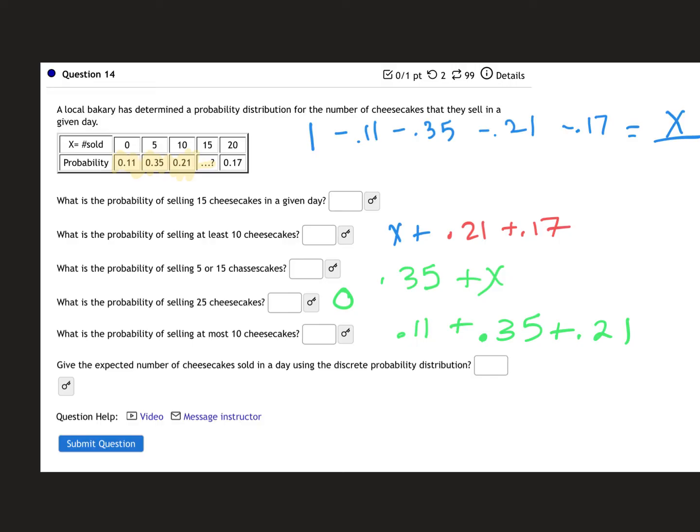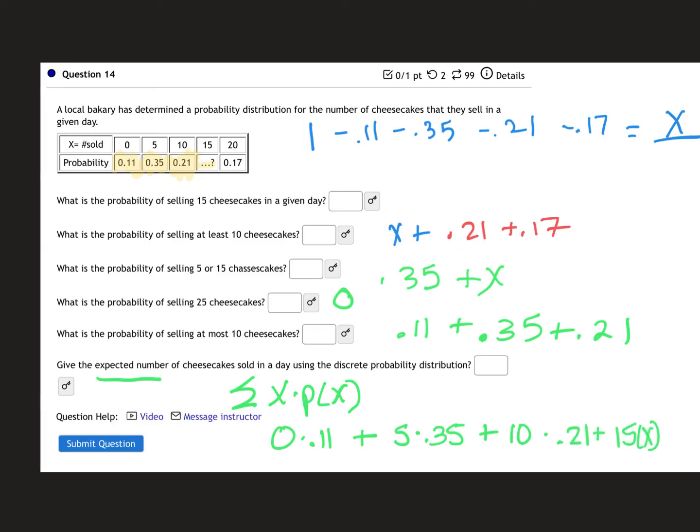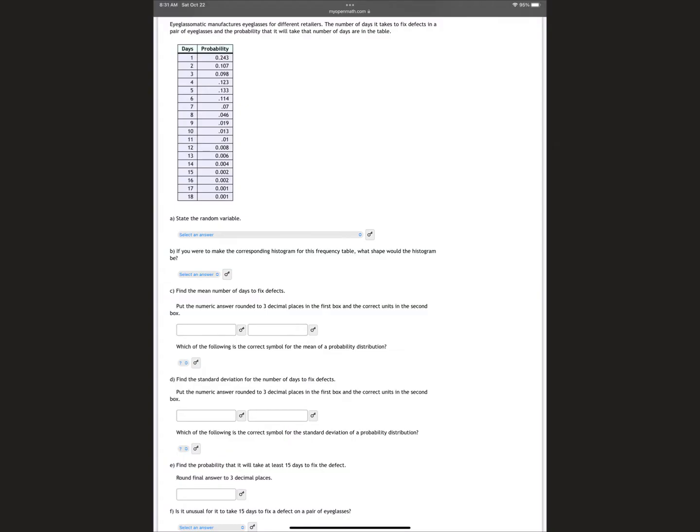Give the expected number of cheesecakes sold during a given day. And that expected number is the same as the mean. To find the mean, take the sum of the x's times the probabilities. So I would take 0 times 0.11 plus, so that's 0, 5 times 0.35 plus 10 times 0.21 plus 15 times whatever x was, whatever that number was, plus 20 times 0.17. Okay? That's that question.